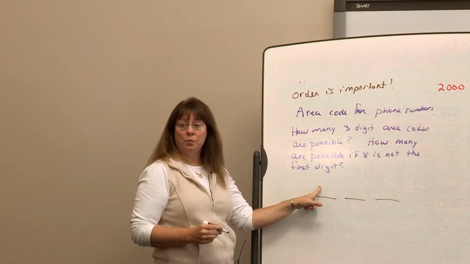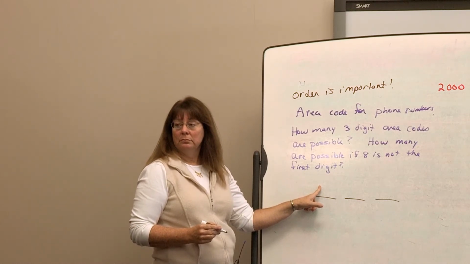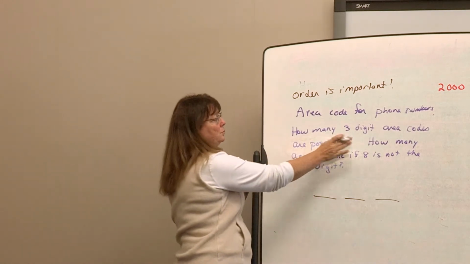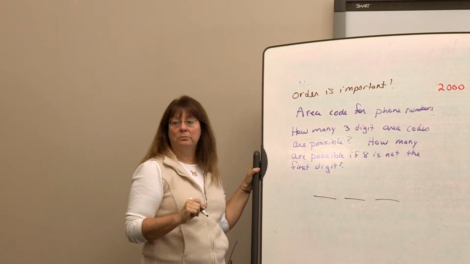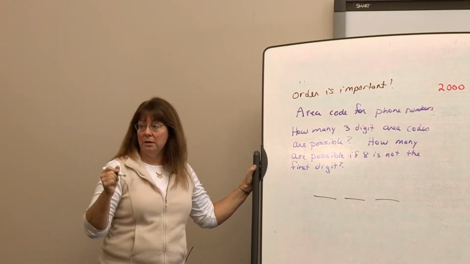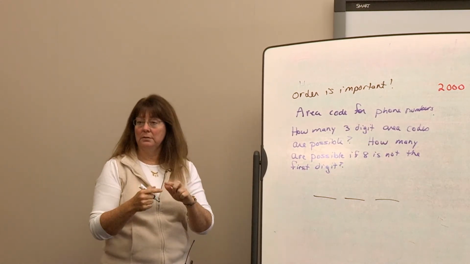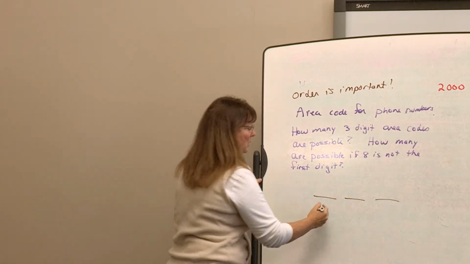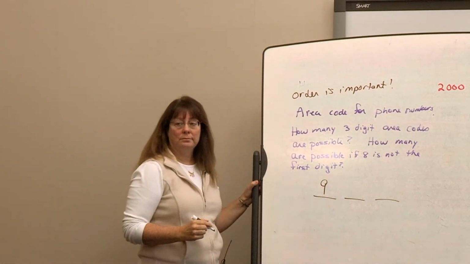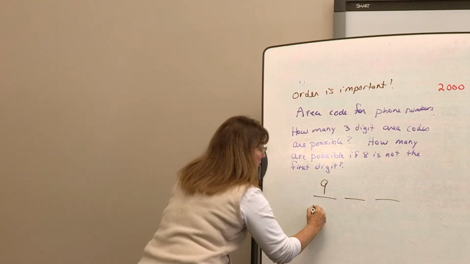What are your options? What numbers could you use? You could use all the numbers except for 8. Well, not for the first question, just the first question. How many are possible, just in general? 9. We have 9 numbers: 1, 2, 3, 4, 5, 6, 7, 8, 9. 9 values, so there's 9 options. And you could list them if you want to.